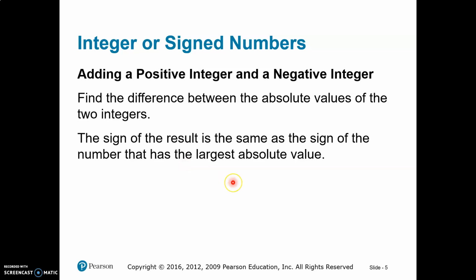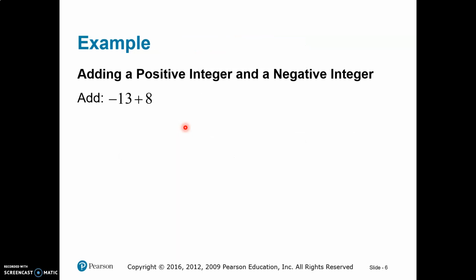Let's add a negative integer and a positive integer. First, we want to take the difference between the absolute values of the two integers. The sign of the result is the same as the sign of the number that has the largest absolute value. So for example, negative 13 plus 8.